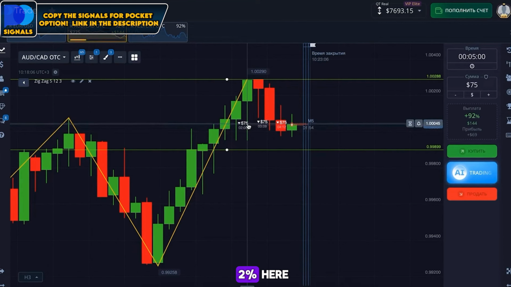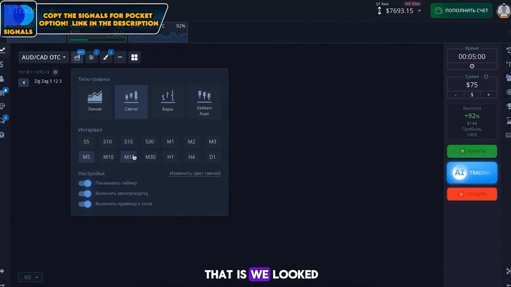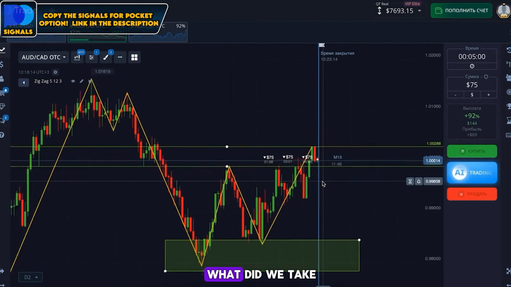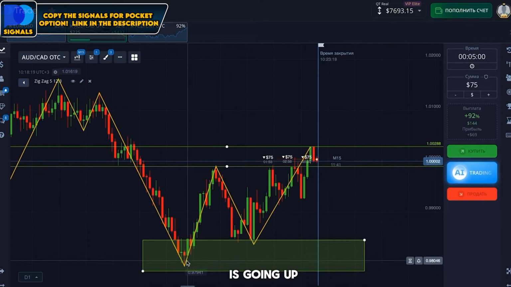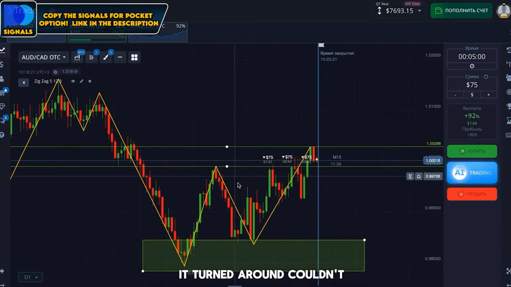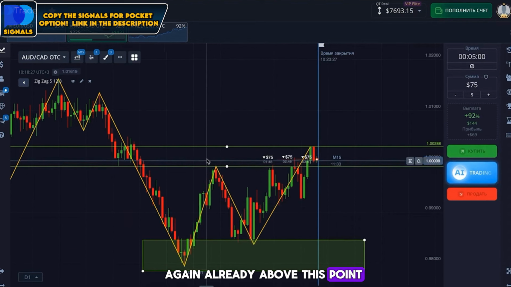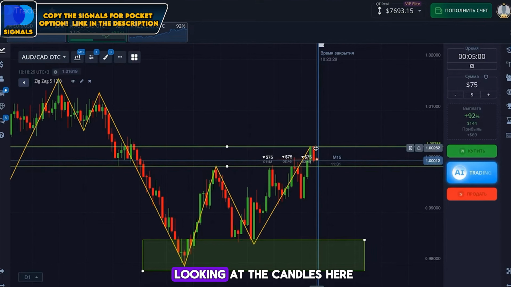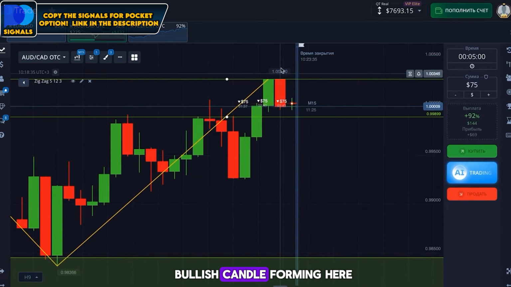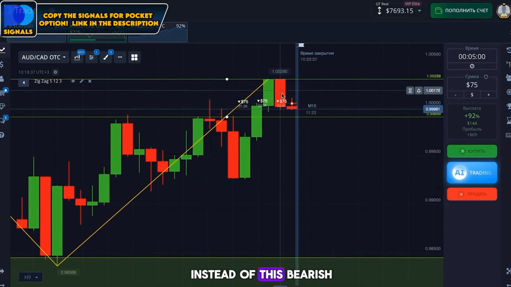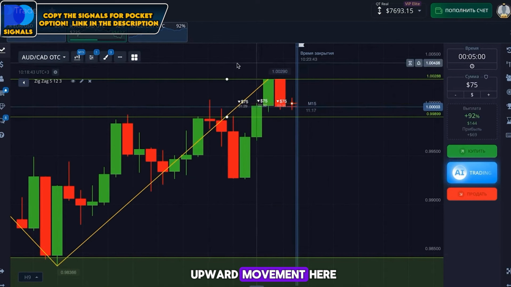We open at 1-2%. Here, this is already after the analysis on the 15-minute interval. That is, we looked at how our trend is going. What did we take from this? We took that the price here, to put it simply, is going up. It turned around, couldn't go any lower, so it went up again, already above this point. Therefore, we are already looking at the candles here, how it is going. If there were a bullish candle forming here on the 15-minute instead of this bearish sideways movement, then yes, I would likely try to open for an upward movement here.